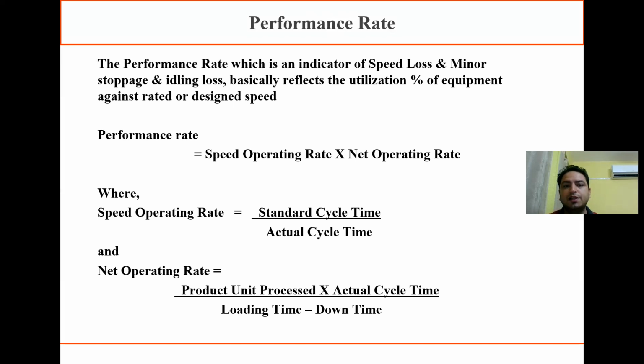So how do we calculate performance rate? It is equal to speed operating rate times net operating rate. What is speed operating rate? It is standard cycle time divided by actual cycle time. And net operating rate is basically product units processed times actual cycle time, divided by loading time minus downtime.